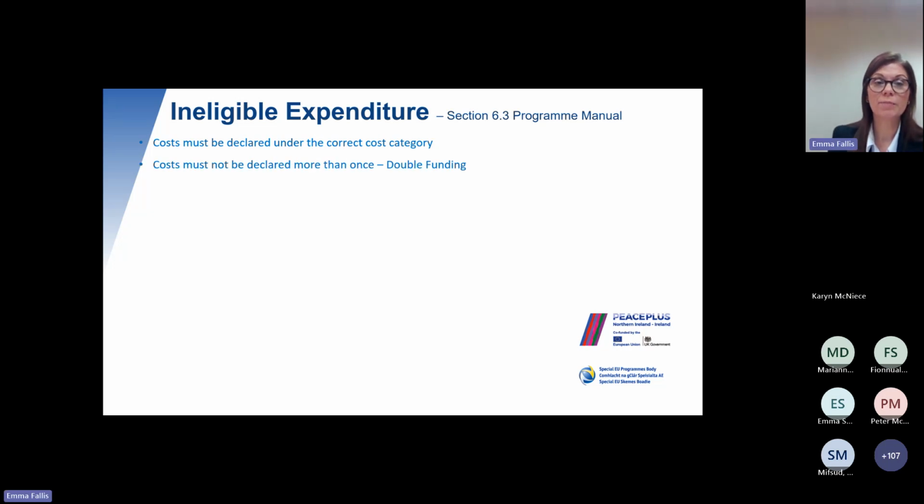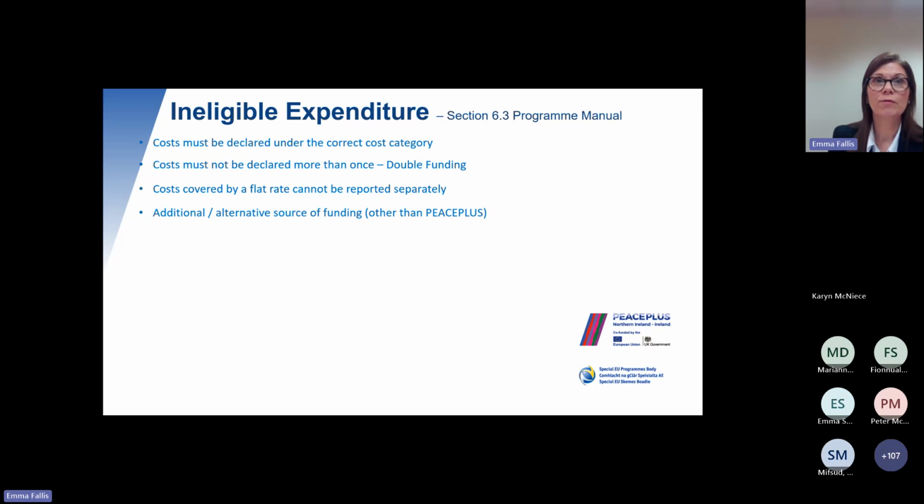Costs must not be declared more than once. That's your double funding. That's in relation to the simplified cost options, but also to claiming expenditure on a real cost basis in multiple partner reports or across different actual cost categories. Costs covered by a flat rate cannot be reported separately.